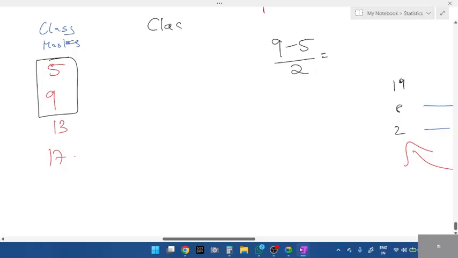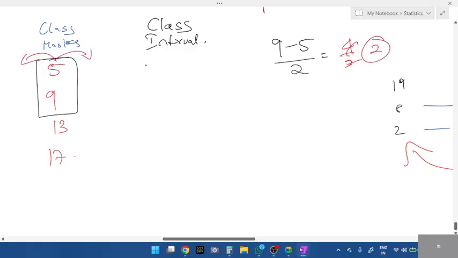Convert into class interval. We'll try to convert this class marks into class interval. Use this formula. Don't use the textbook formula. What is 9 minus 5? 4 divided by 2 is 2. Take this 2, subtract 2 here, add 2.